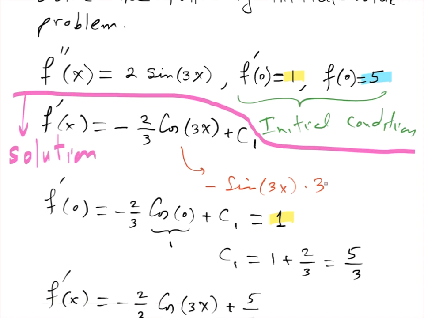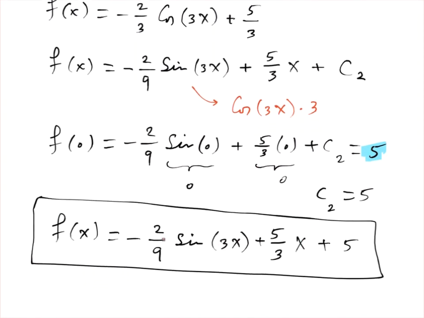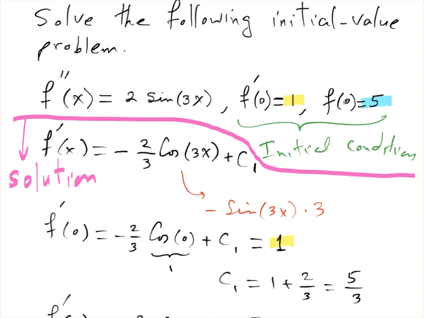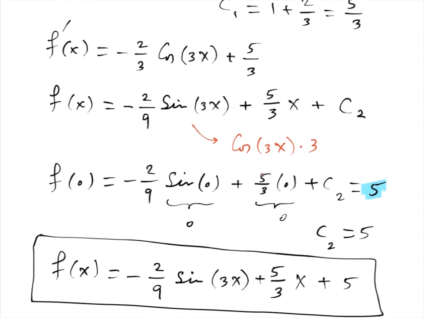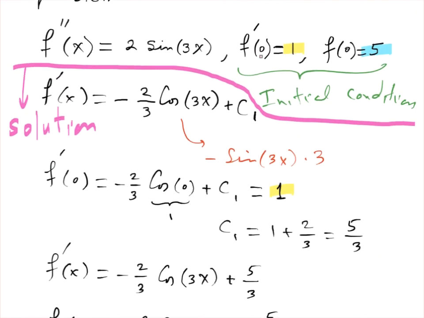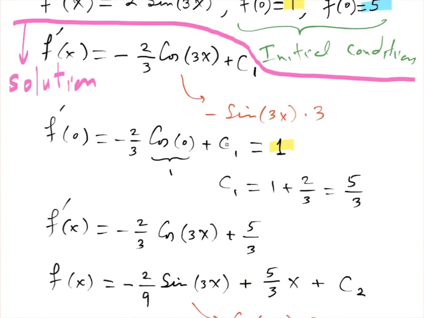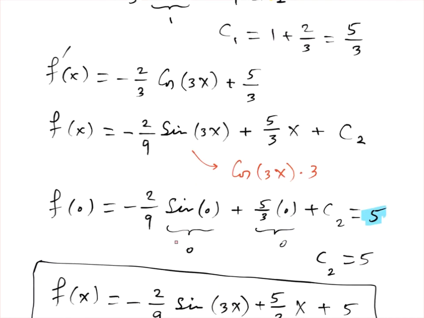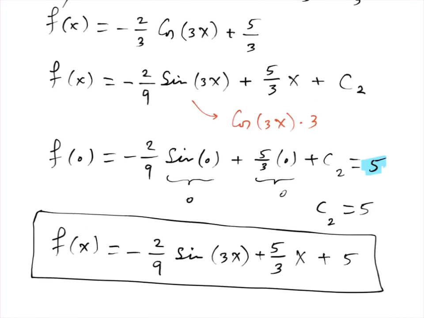Okay, so you can always check your answer: take the second derivative, first f prime and then f double prime, and then you get that. Also plug in 0 for x in f, you should get 5. And when you take its first derivative, plug in 0 for x and then check to see if you get 1. So this is the way to check your answers. So this was my last example, and this concludes the video.